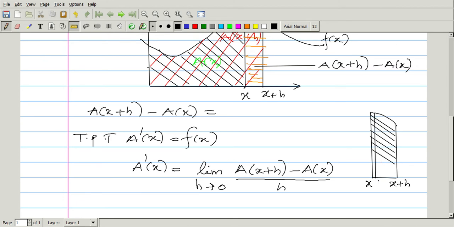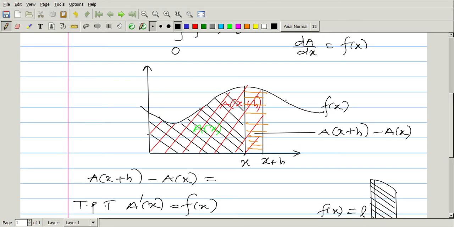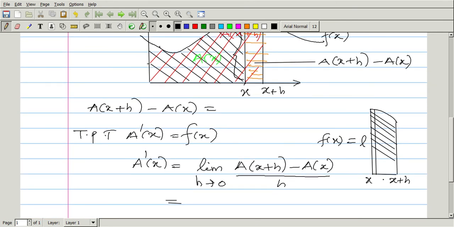Now suppose you see the particular strip, it looks more or less like a rectangle. So the length, the height, whatever it looks, will be f of x. Whatever is visible, this much part will be the length, and the width, if I put the limit h tends to 0, this increment in x will be very small, so I'll say it is h.